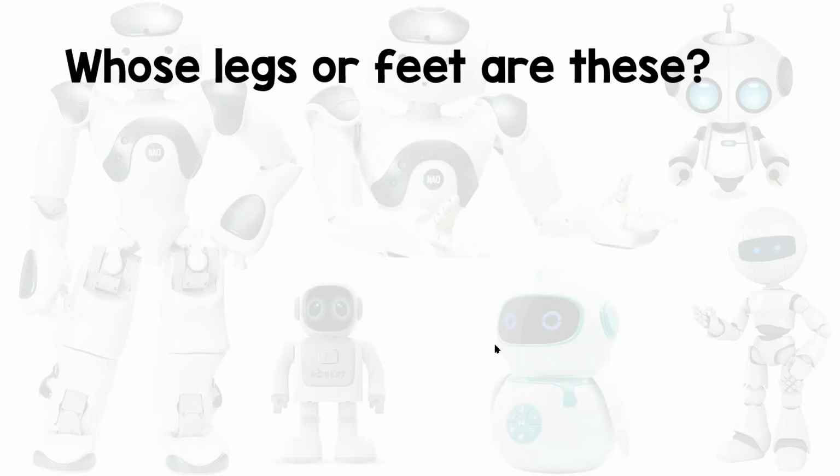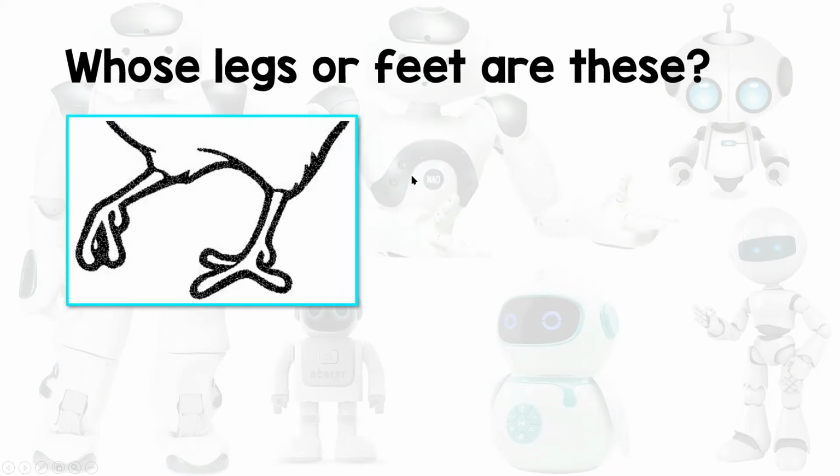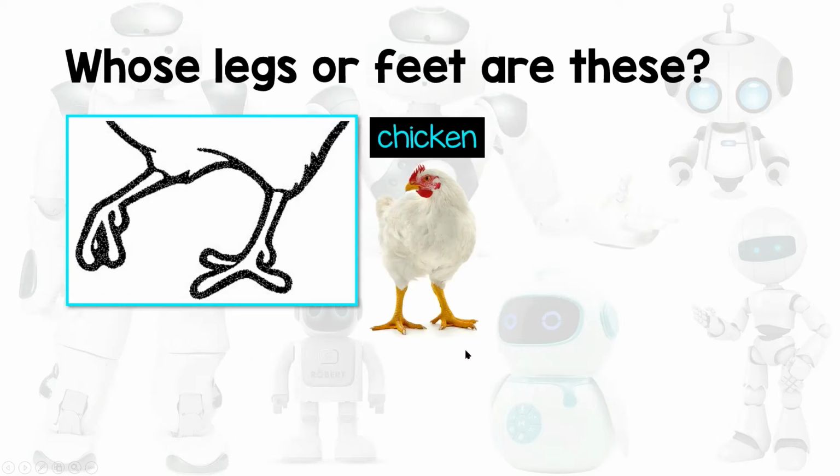Look at the pictures given and tell me whose legs or feet are these. This is the first picture. Whose legs are these? Is it a duck, a bird, or a chicken maybe? The answer is chicken. Look at its legs.